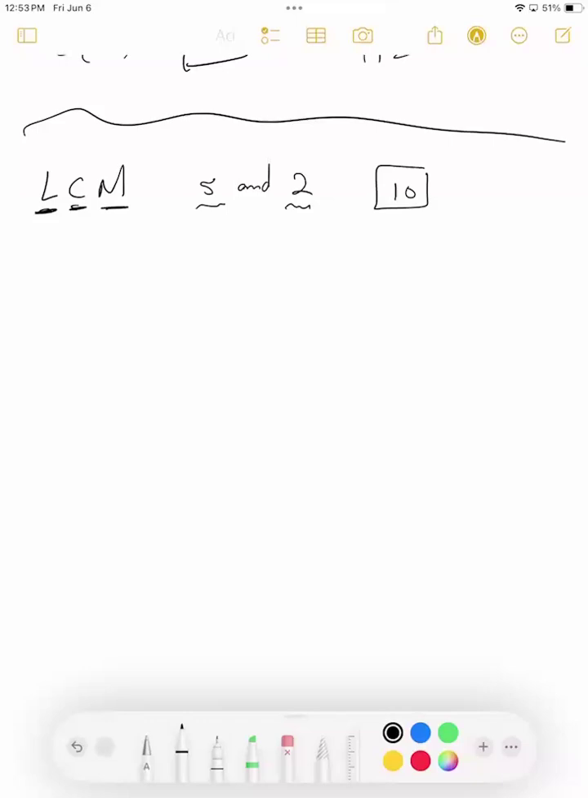Now, if they tell you to find the least common multiple of, let's say, 5 and 15, then 5 is prime, but 15 is not prime. So write 15 as 5 times 3. So then your least common multiple is just going to be 5 times 3, which is 15. And that's your least common multiple.